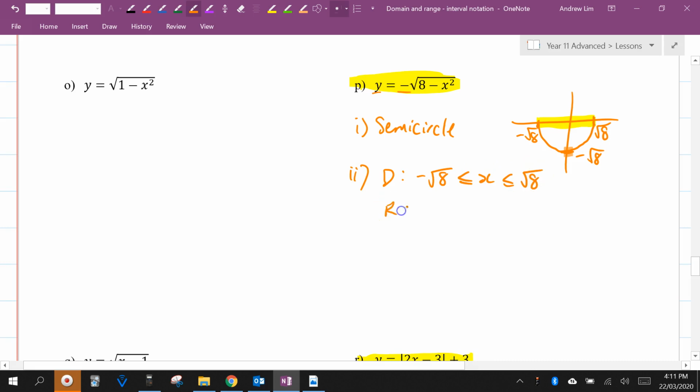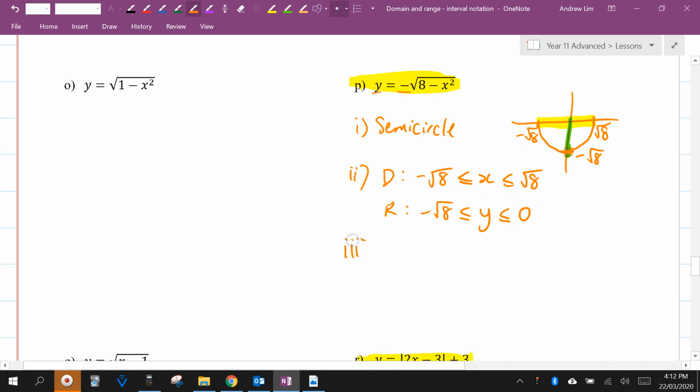The range, however, is from here to here. From negative root 8, which is less than or equal to y, which is less than or equal to 0.